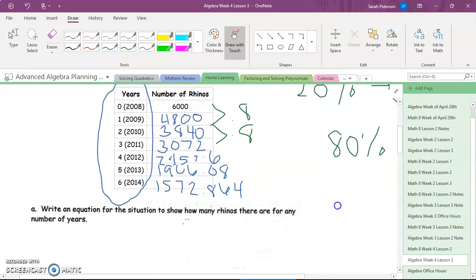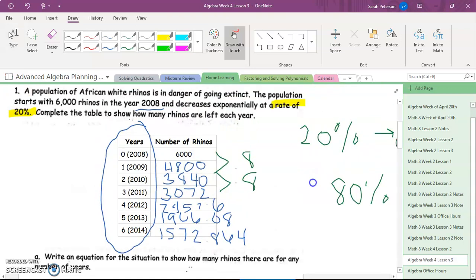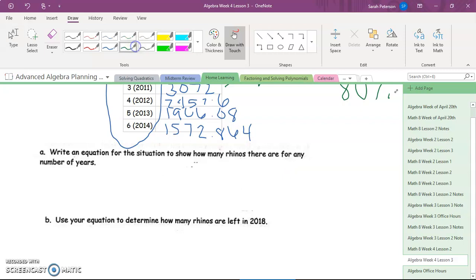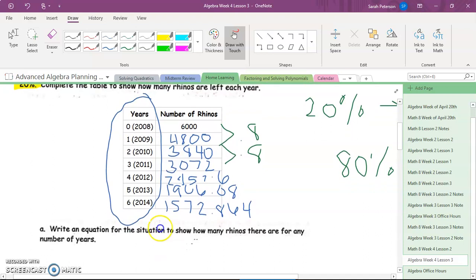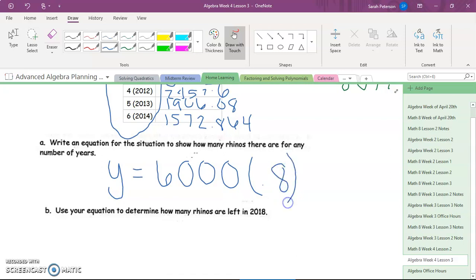So if I go down here to the first question, it says write an equation for the situation to show how many rhinos there are for any number of years. It didn't give me any variables to use, so I can just use y and x. x is going to represent the years and y is going to represent the number of rhinos. So to find the number of rhinos, I'm going to take the initial value, which is 6,000 in this case, and I'm going to multiply it by a decay factor of 0.8 because it's decreasing by 20%. And I can put x as the exponent there. So that is the equation.